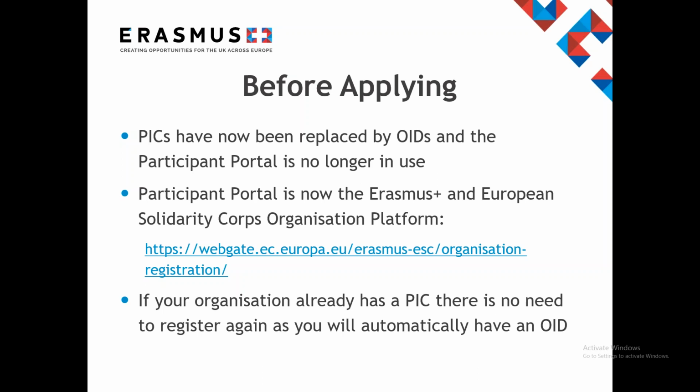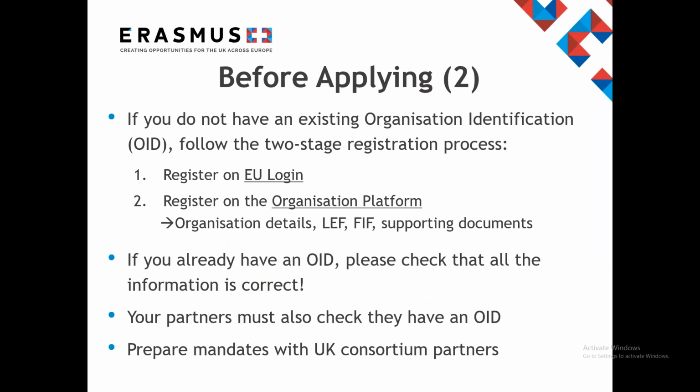All PICs have now been converted to an OID and can be found using the web page mentioned previously. If you need to create an OID, these are the two steps that you need to follow. First, you will need to register on EU Login. This platform of the European Commission was formerly known as ECAS. EU Login is a point for user authorization to a wide range of Commission tools.